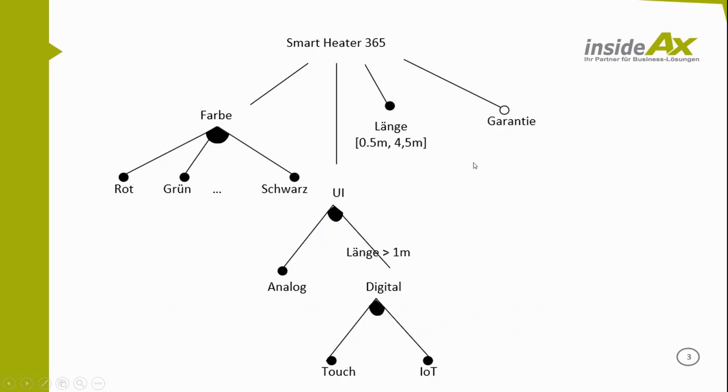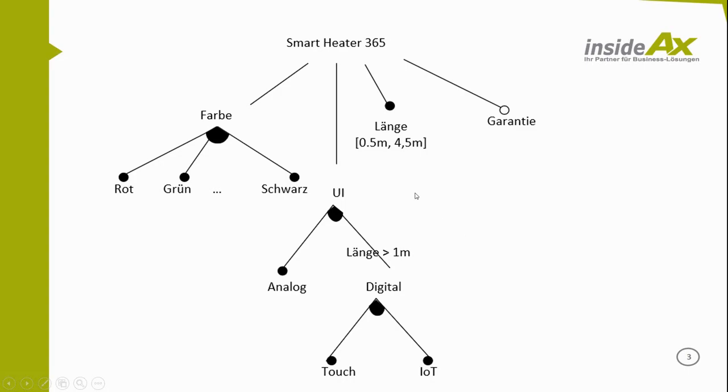We have created a variation model. You can choose the color, red, green, blue, black, and so on. You can choose between 0.5 meters and 4.5 meters length. And you can choose where you want to control your smart heater. However, if you have a heater smaller than 1 meter, you can only choose an analog device. Otherwise, you can choose the touch or IoT device.